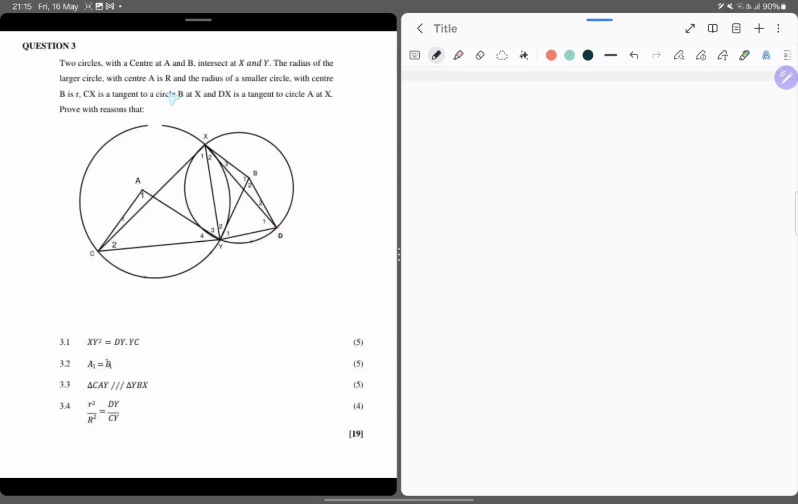CX is a tangent to circle B. CX is a tangent to the circle center B at X, okay? And DX is a tangent to circle A, right? Which is circle center A at X, all right? Prove with reasons that the situation below is the case. All right, we're going to go straight into these.